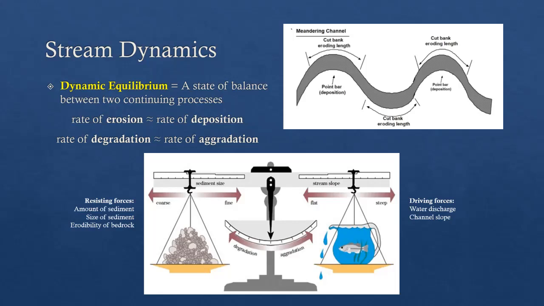And there's a lot of factors that go into how you tip those scales. But you can see there on that graphic that if you tip your scales more towards high energy, high discharge, a stronger slope, you're going to get more erosive activity, and vice versa.